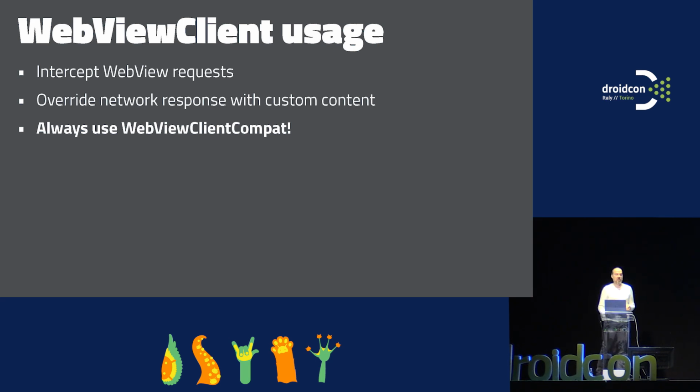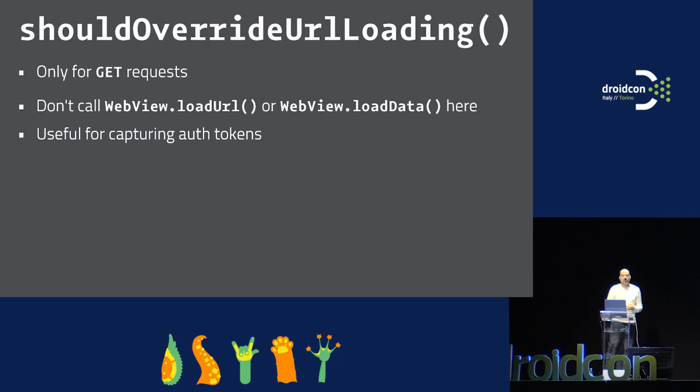So we're going to look at how to do that. The important thing first is to always use the compat version of this class, which you include in the Gradle dependencies. So use WebViewClientCompat. Override shouldOverrideUrlLoading. This only works for GET requests. You should never call WebView loadUrl or WebView loadData in this callback. Avoid that. And the most useful thing here is for capturing auth tokens from login.